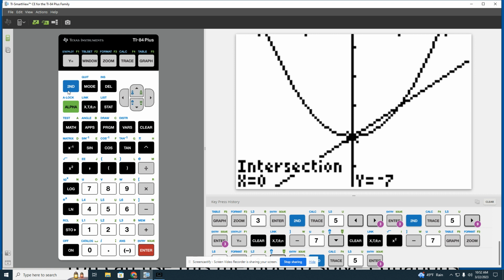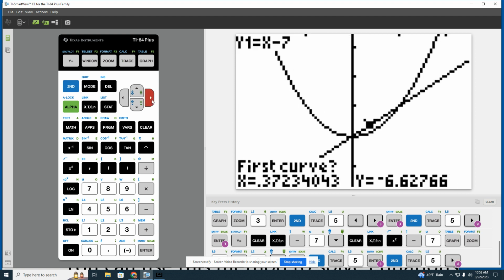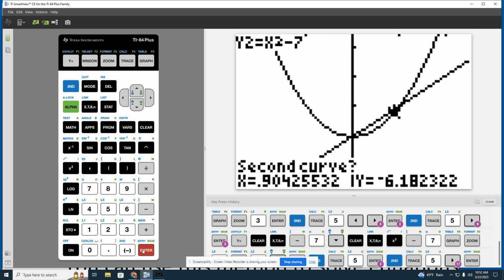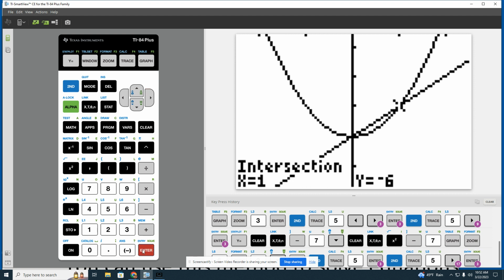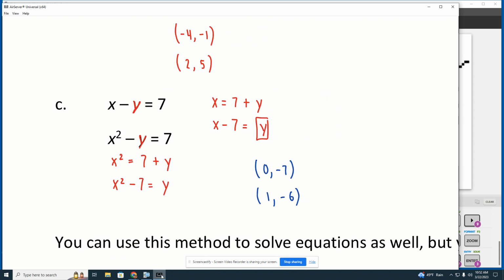And then I'm going to go second trace number 5, and I'm going to go over to this other point just across the way here, and I'm going to push enter, enter, enter one more time, and I get 1, negative 6. So my solutions to this system of equations are 0, negative 7, and 1, negative 6. Questions?